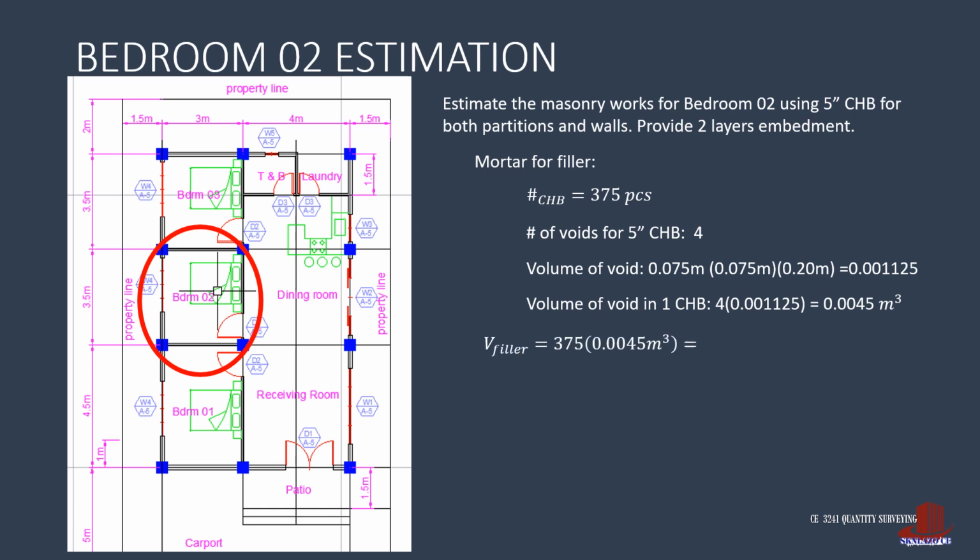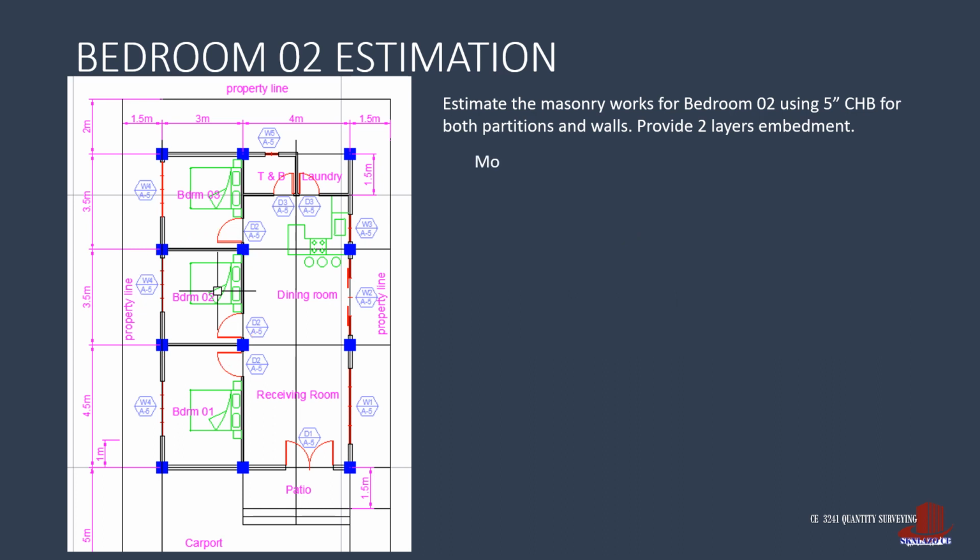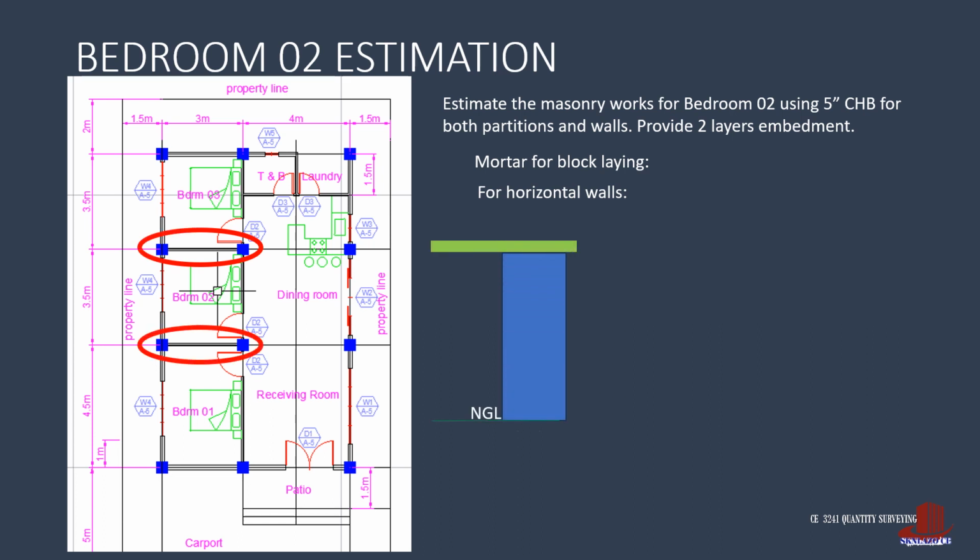Thus, the volume of filler is 375 pieces of CHB times 0.0045 cubic meters per block, giving 1.6875 cubic meters. The other mortar computation comes from block laying. With no given tables for area method, work on this factor using volume method. This technique requires the number of layers and the dimension of each layer to know the total volume. First, determine the number of layers by direct counting. Start with the horizontal walls, which give 5.2 meter length.